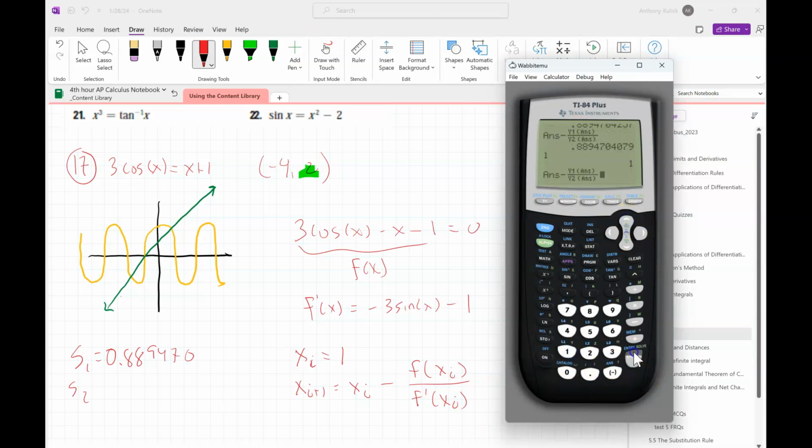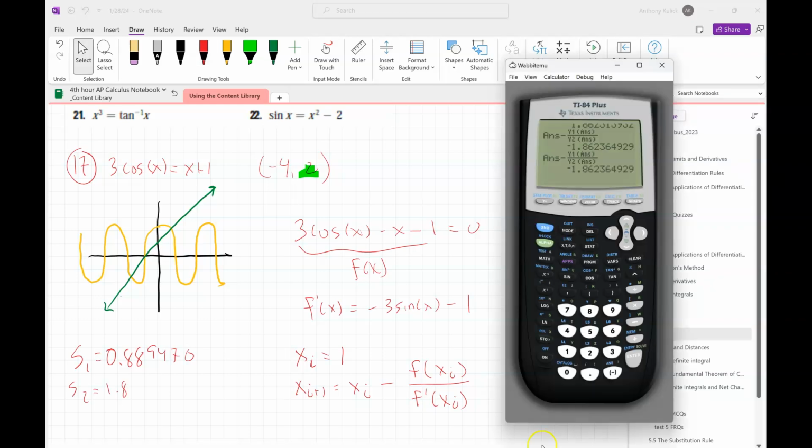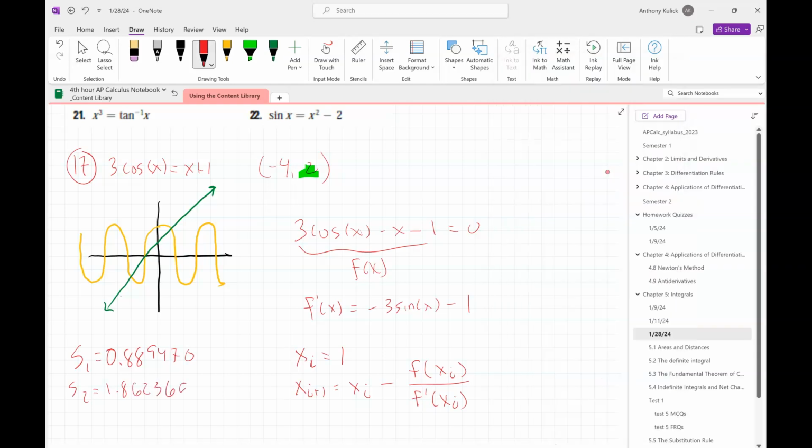Okay, maybe try 1. That didn't work. It gave me the same value. Try negative 1. That's going to work. That's giving me something new. So negative 1.862365. I can't remember anything. 62365.